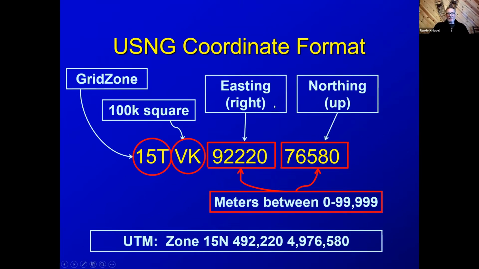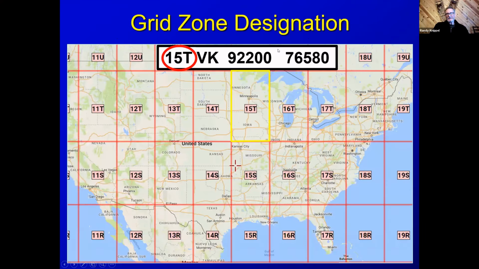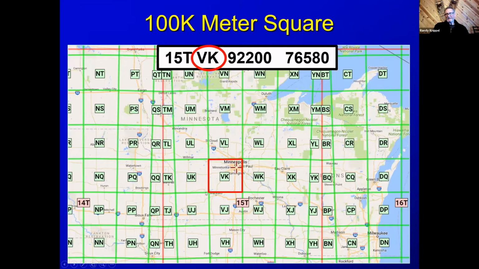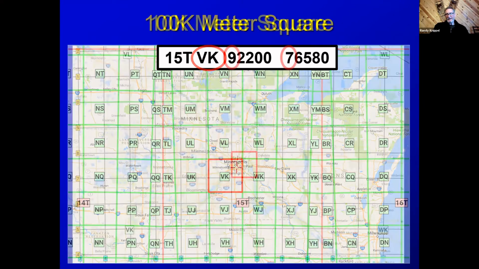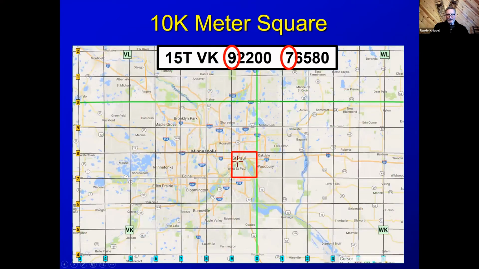So let's look at this in more detail. The 15T is the grid zone. Grid zones are 6 degree by 8 degree portions of latitude, longitude, even intervals. And then the next is the 100,000 meter square, 100K square. And that is an even increment of the UTM coordinate system. The lower left corner always describes that square. We go further, the first digit is going to be a 10,000 meter square. And again, the lower left corner, the UTM coordinates of that lower left corner describe that entire square when we're only using those two digits.